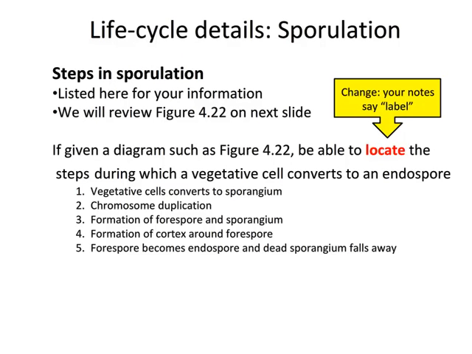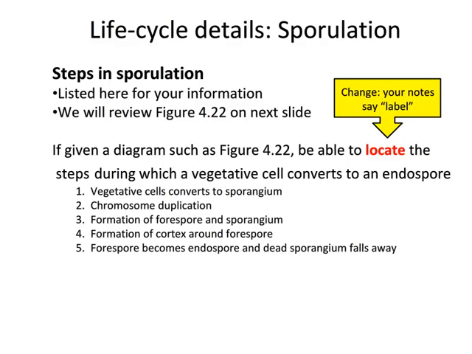Before we spend time looking at this slide and the steps in sporulation, I'd like you to make one change in your notes, please. There's a sentence in your notes that says, if given a diagram such as figure 4.22, be able to label the steps during which a vegetative cell converts, etc. I'd like you to change the word label to locate. I don't expect you to actually label the steps, but if I give you the name of a step, you should be able to find it on figure 4.22.